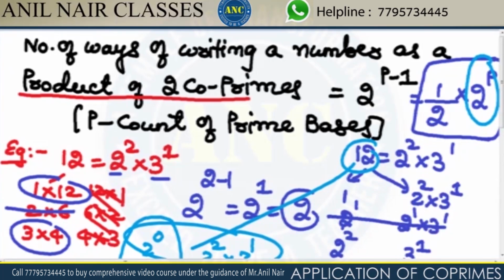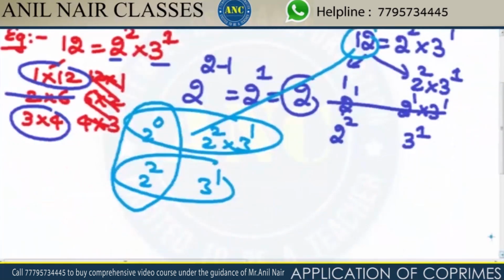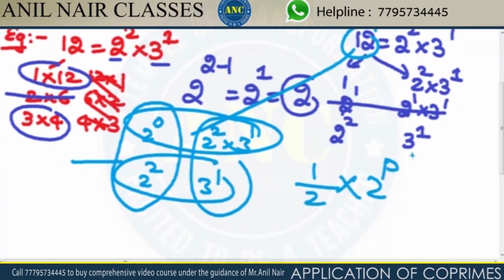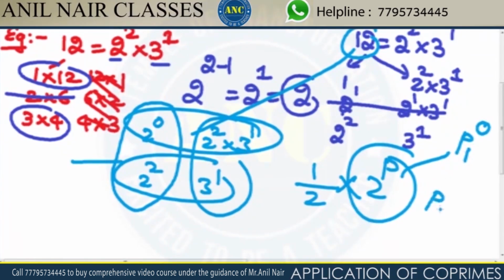So here 2 cases. Here 2 cases. But reverse is not allowed in unordered. So half of 2 power p. Why 2 power p we got? Either p1 power 0 we can take or p1 power k we can take.